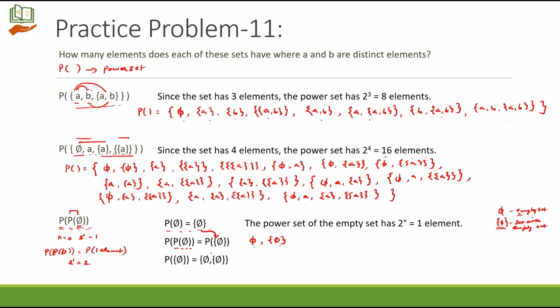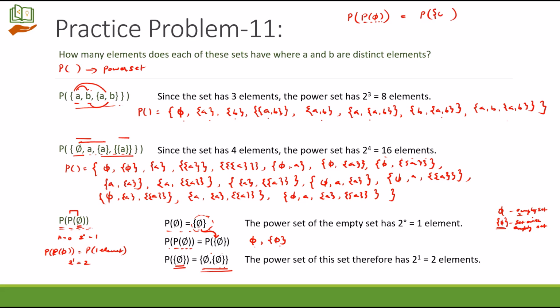This power set will have only one element. We have found that. Substituting that element inside this power set, we are finding these two elements. It has one element, so we are substituting 2 power 1, which is equal to 2 elements on the whole. Let me write it clearly. Power set of the empty set. So first we will interpret this. So this is equal to the power set of the set with the empty set.